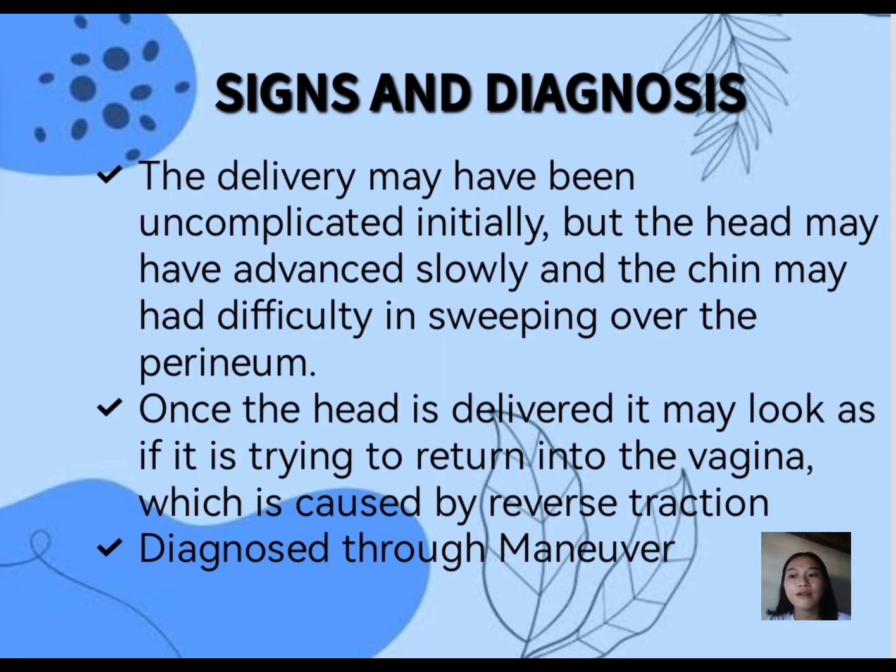The delivery may have been uncomplicated initially, but the head may have advanced slowly and the chin may have difficulty in sweeping over the perineum. Once the head is delivered, it may look as if it is trying to return into the vagina, which is caused by the reverse traction. It is also diagnosed through maneuver.